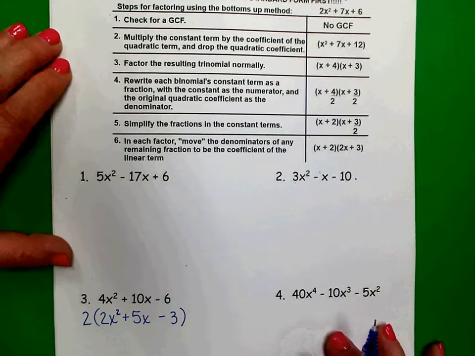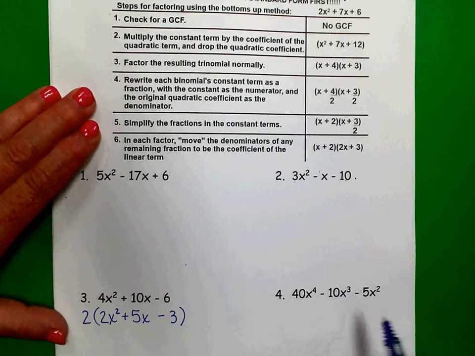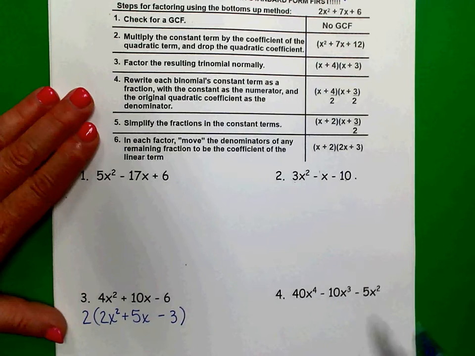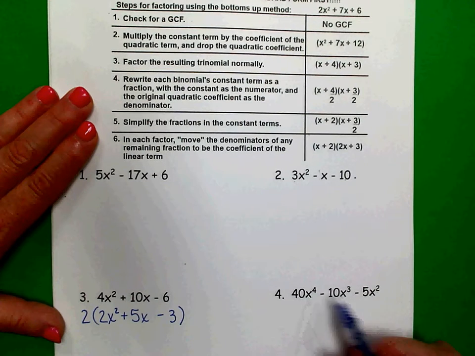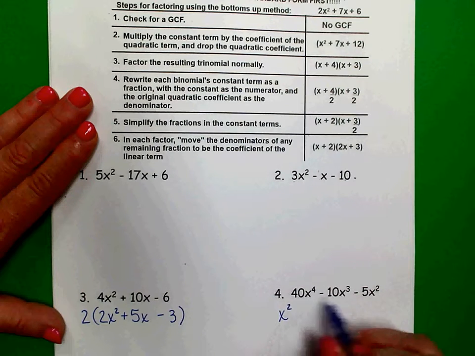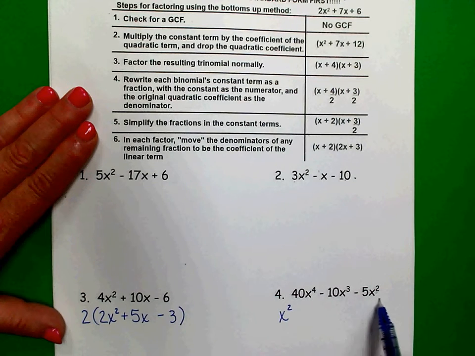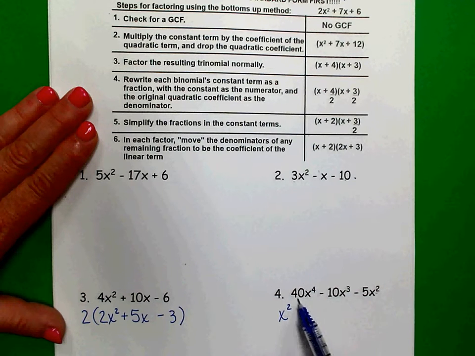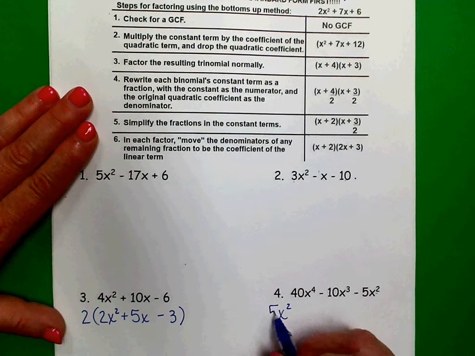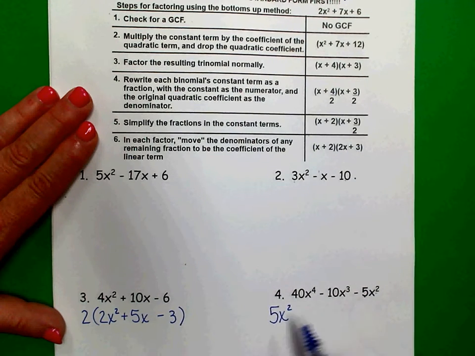Check number 4 for a GCF. This one, they all have x's, so I can take away whatever the smallest x is. This one has x to the 2, 3, 4. The smallest is 2, so I know I can take out x squared from each of those. I can't take out more than what the smallest one has. Then look at the numbers, 40, 10, and 5. I can see that 5 divides evenly into all of these, so I'm going to go ahead and take out the 5.